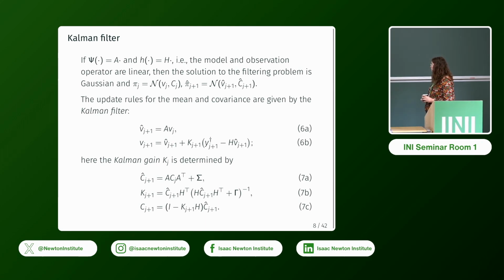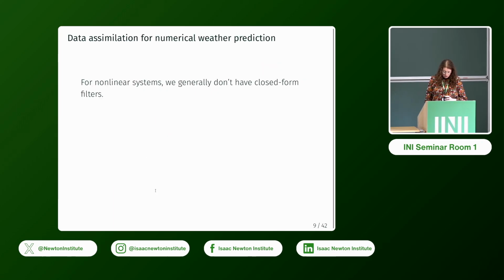So these covariances form what's called the Kalman gain, and the Kalman gain essentially tells you how to transmit information from the observations to the hidden states. Okay, so of course we're interested in nonlinear systems, so we can't just use the Kalman filter, and we generally don't have closed form filters.